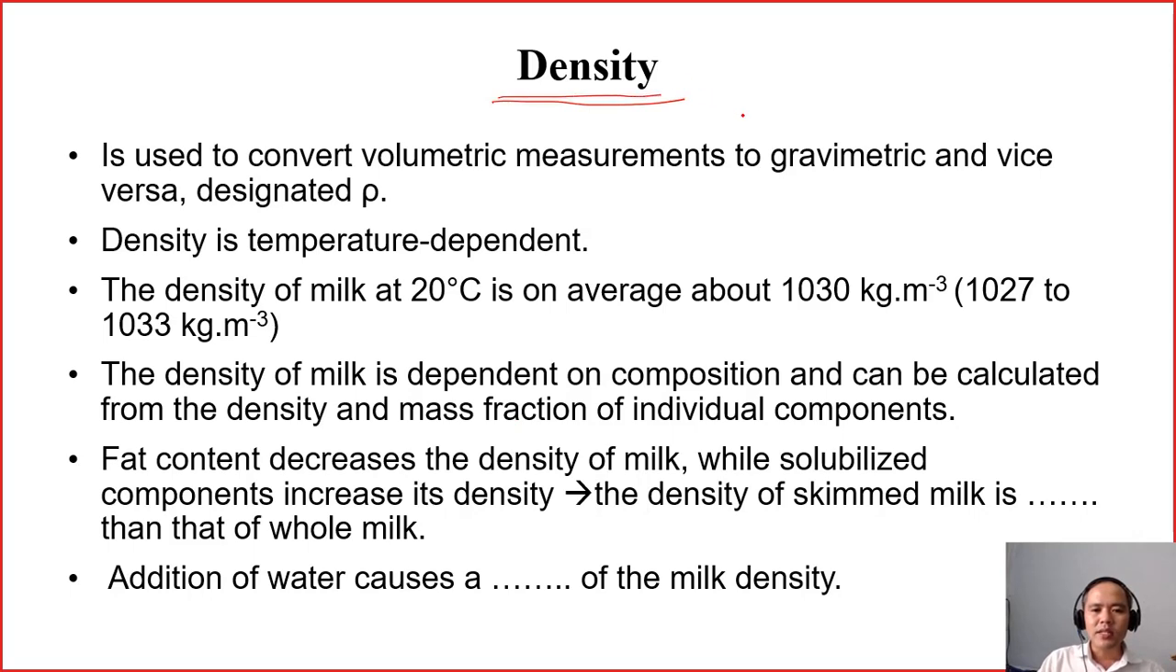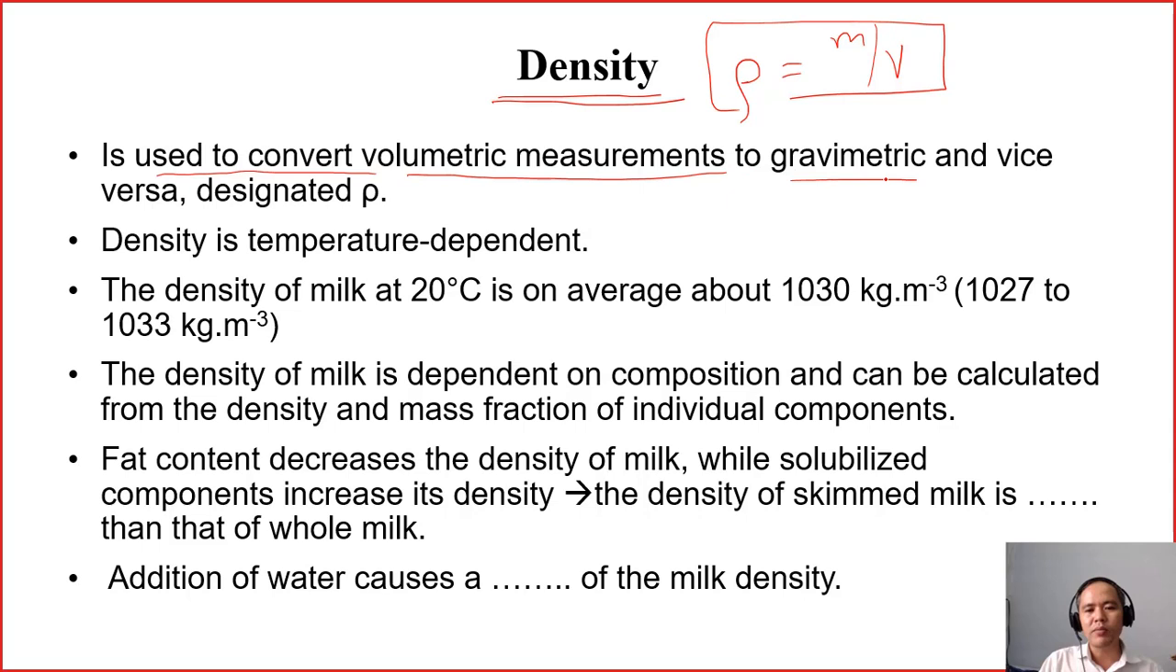I already mentioned density is the mass of one unit volume. So this can be used to convert between volumetric measurements and gravimetric measurements, between the measure of volume and the measure of weight, of mass. If we know the density and the volume, we can calculate the mass. Or if we know the mass and density, we can calculate the volume. Or if we know these two parameters, we can calculate the density and so on. So we can convert between these parameters.